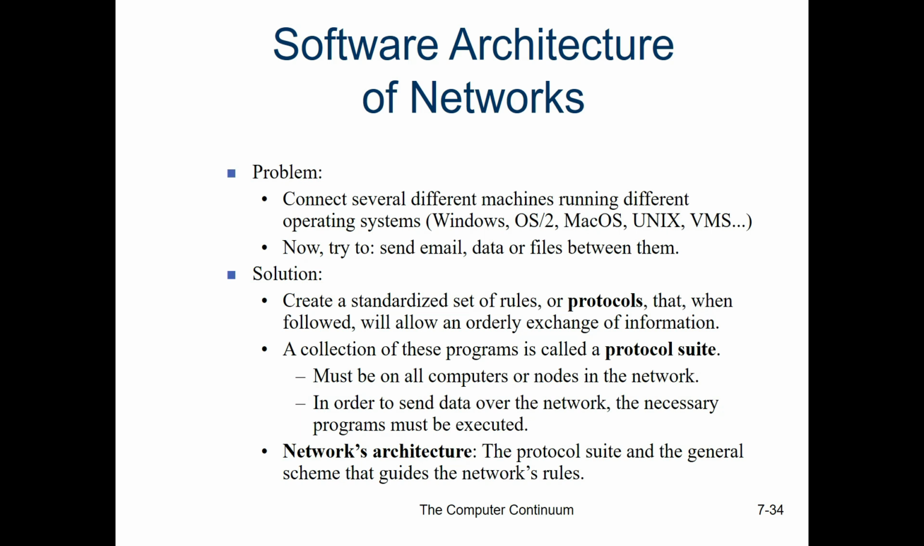So then we have problems. In the software architecture of a network, we connect several different machines running different operating systems: Windows OS, Mac OS, Unix, VMS, whatever. They are trying to send different files or different sorts of things. Now there are different devices. My mobile phone is not the same as yours. My laptop is not the same as yours. So how could they communicate with each other?